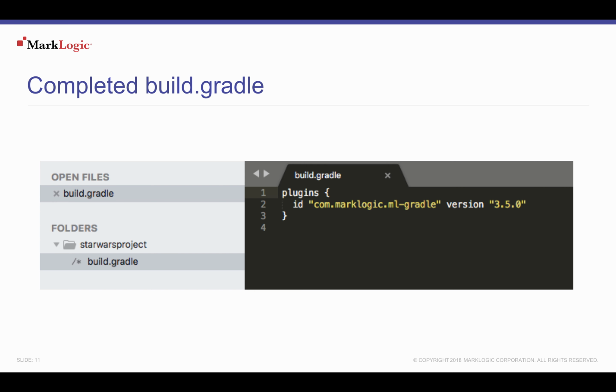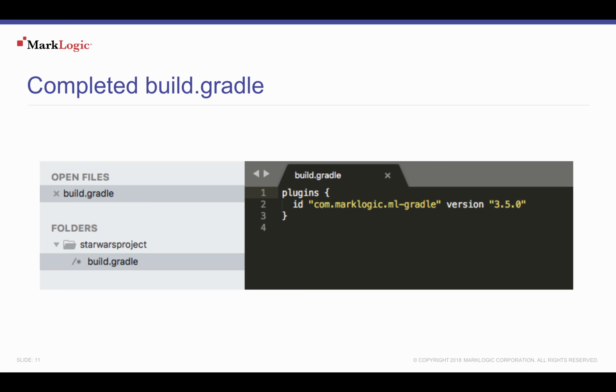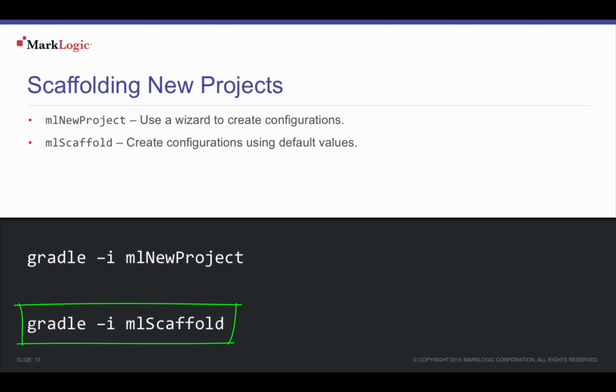We've already created a project directory called Star Wars Project. In this directory, we created a build.gradle file to include the ml-gradle plugin. The ml-NewProject task creates configuration settings using values you supply via wizard. The ml-scaffold task creates configuration settings using default values. Using the ml-NewProject task, the wizard prompts if you'd like to create different environments. This creates property files for various environment configurations such as testing versus production settings. Of course, you could create configurations with default values with the ml-scaffold task, then edit the files accordingly. Since it's easy to use the ml-NewProject task, that's what we'll do for our project. The -i in the Gradle command provides some additional logging information and is optional.